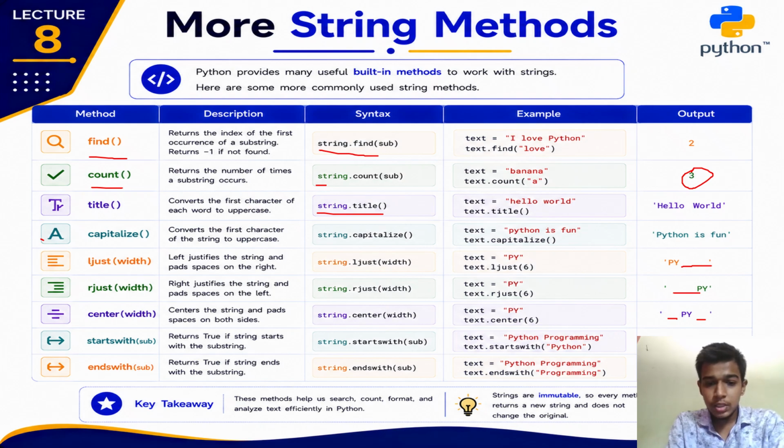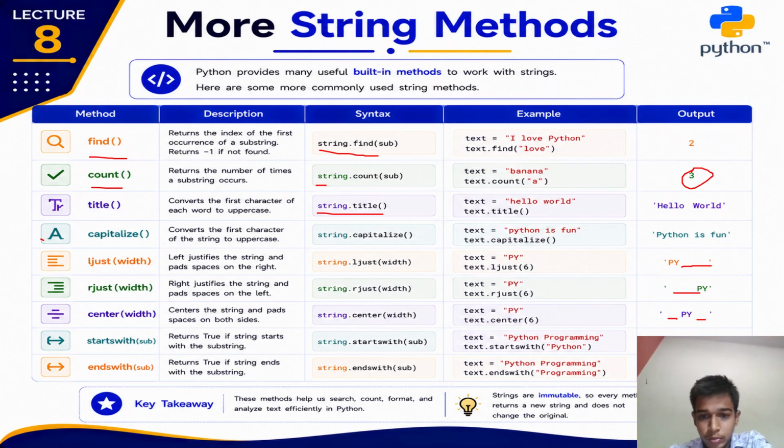The fifth one is startswith. It checks whether a string starts with a particular word or character. Here it is checking whether "Python programming" starts with Python or not. So Python programming starts with Python, and it will give True.